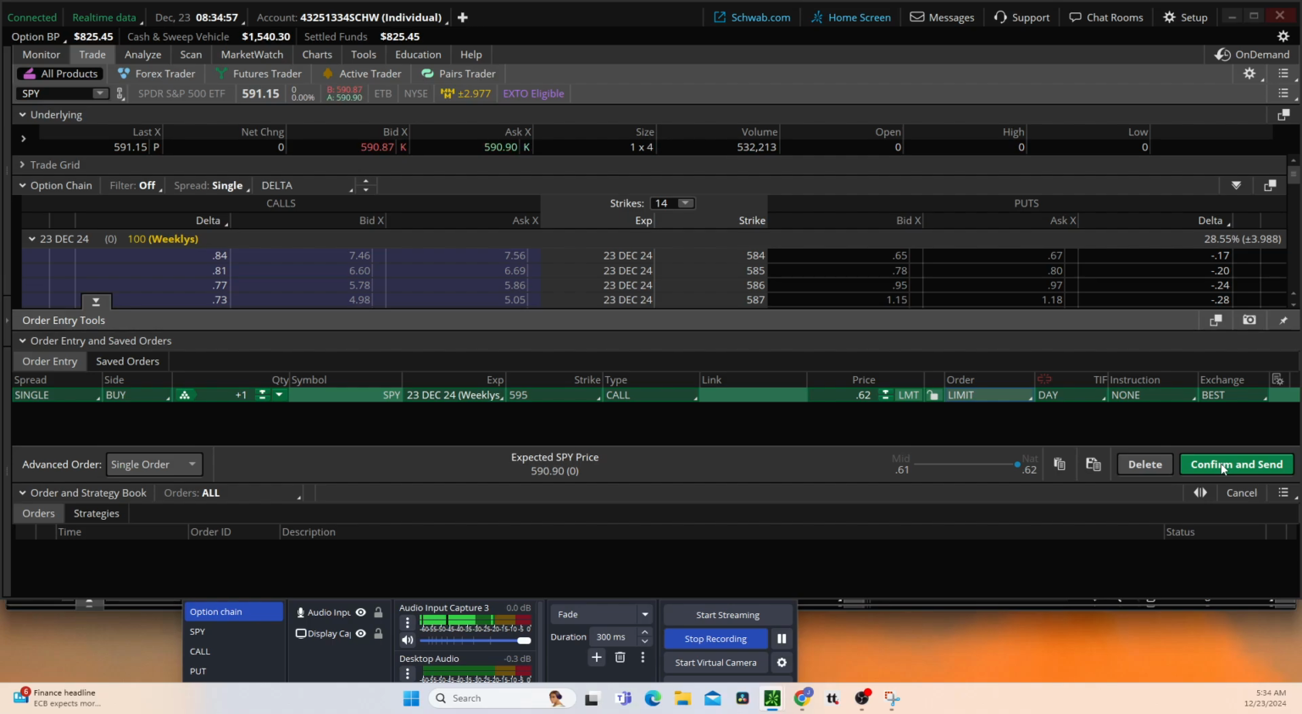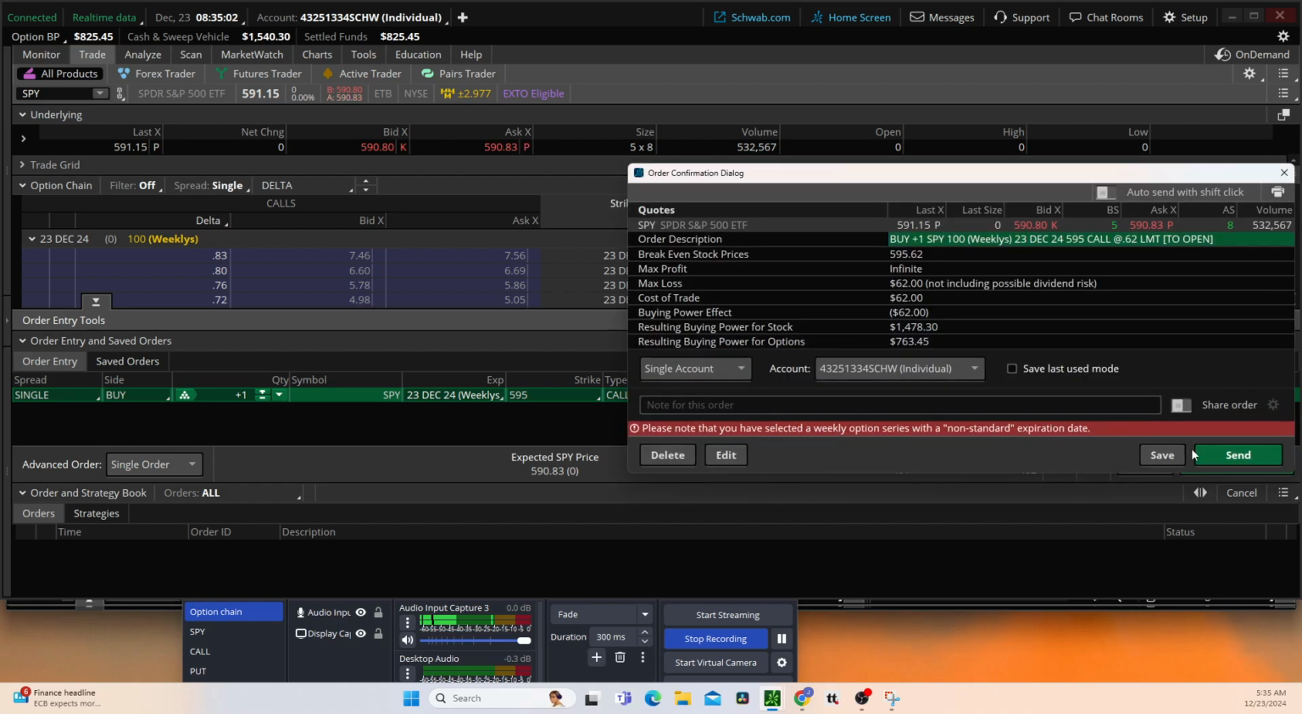If I'm going to send this out, I can't execute this order until the market opens, but you can see that it's $62 plus your fees: 50 cents to get in, 50 cents to get out, so a dollar plus some other fees. So to execute this one trade, it's going to cost me the price of the option plus these fees. Okay, so I'm going to just cancel this, delete it.